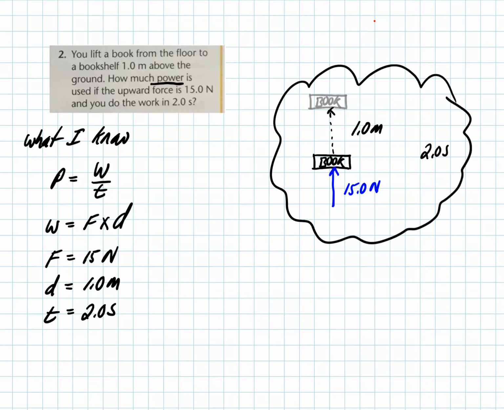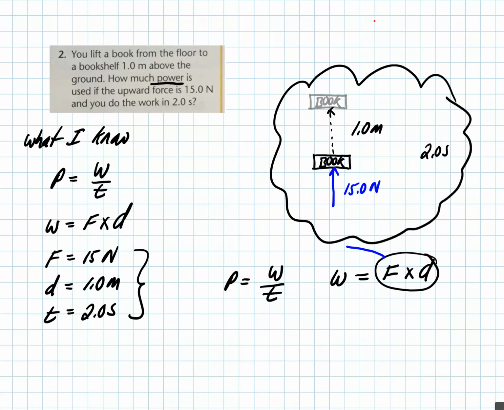So we're going to do this just like the previous problem, which is that if power equals work divided by time, and work is a force times the distance you push through with that force, then we're going to take this and plug it in there. So here we go. Let's go ahead and just put the numbers in. Power, well, let's do this. Force times distance divided by time.